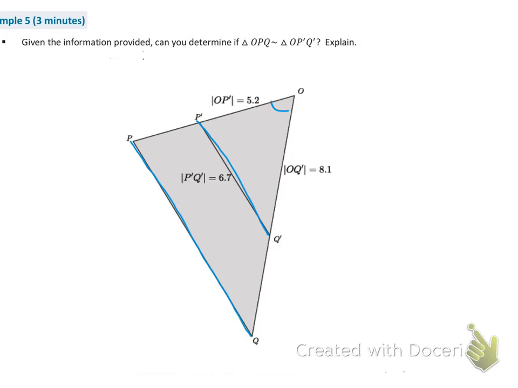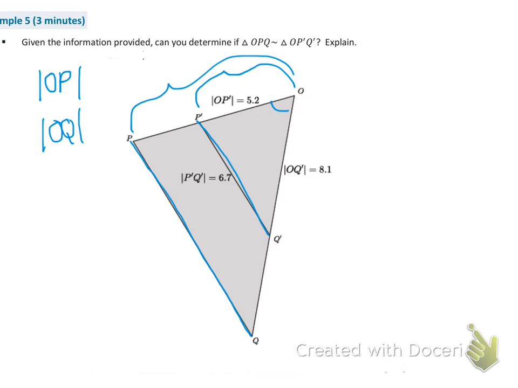So we would need to check to see if this is a dilation, to see if P prime is dilated from P. But we can't check for that because we're not given any lengths on the original triangle. Therefore, we can't tell if these two are similar. We would need to know length OP and length OQ in order to check to see if these are similar triangles.